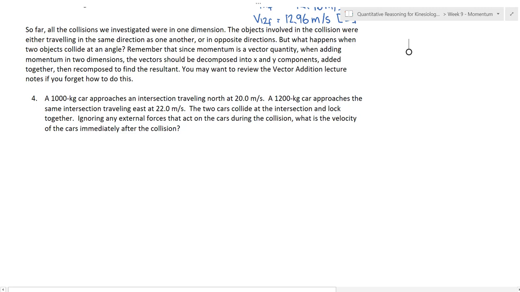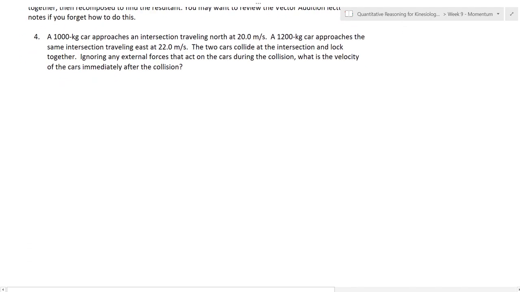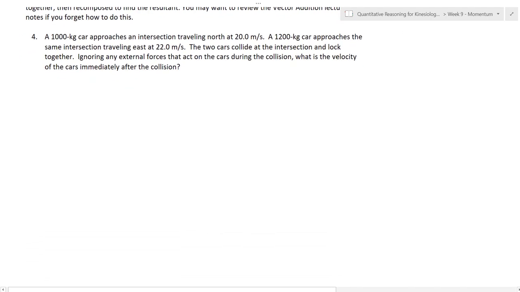Okay, so we're going to do question 4. In question 4, you can see that we have a 1,000 kilogram car that's approaching an intersection traveling north at 20 meters per second, and a 1,200 kilogram car that's approaching the same intersection traveling east at 22 meters per second. The two cars collide at the intersection and lock together. Ignoring any external forces that act on the cars during the collision, what is the velocity of the cars immediately after the collision?